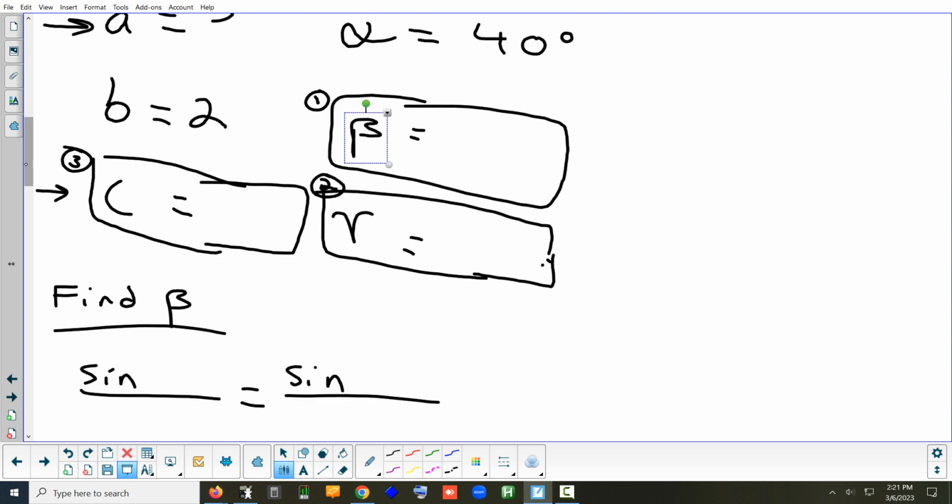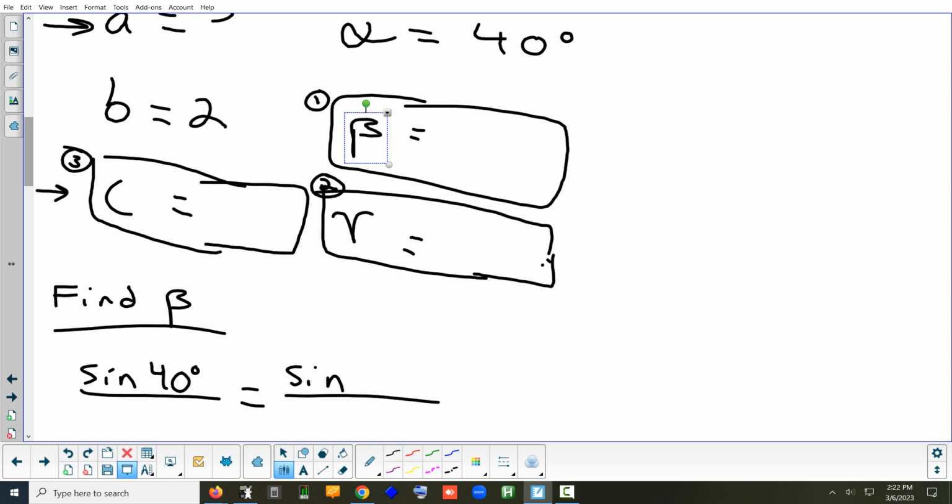Right. If I want to find beta, Jackson, can you tell me what I could put on the left-hand side? For beta, you would... 40 degrees. Yeah, sine 40 degrees. And then... I'm still kind of confused by this one.